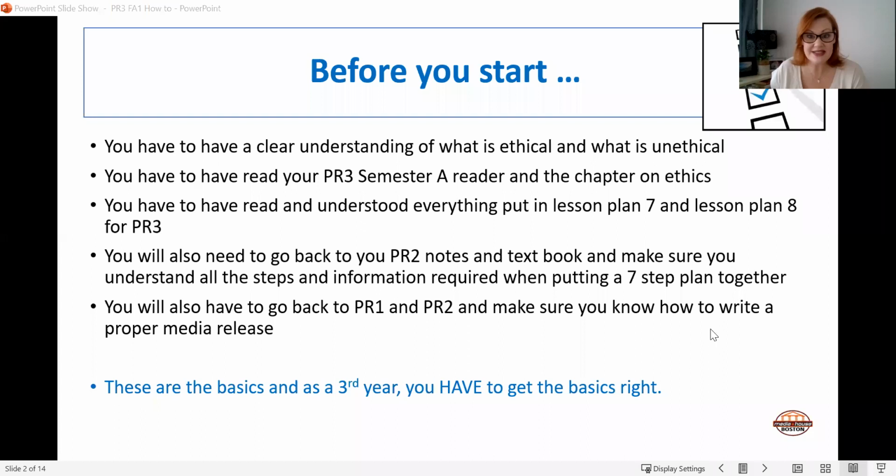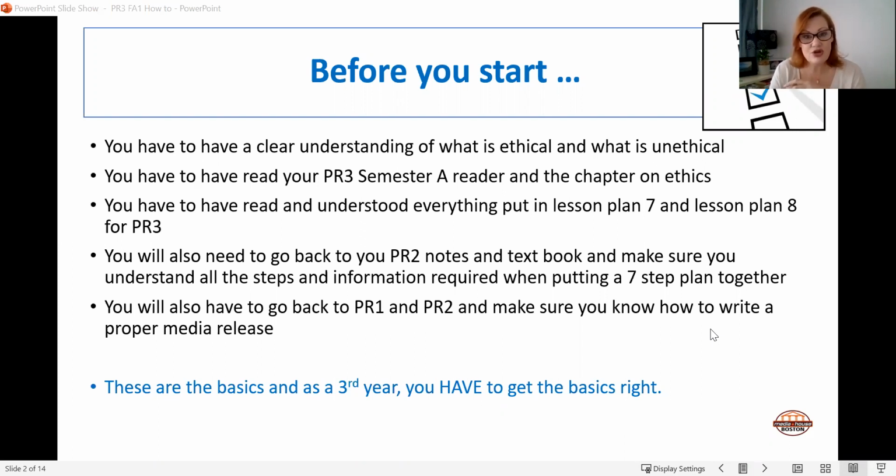It's also very important that you go back to the assignments that you did in PR2, and you make sure that all the learnings that we gave you when we gave you feedback on those assignments, that you've applied all that feedback and that you understand where you went wrong and how you can improve when it comes to putting together a 7-step plan and writing a proper media release. So everything that you learned in PR1 and PR2, you're going to apply those basics to this PR3 assignment.